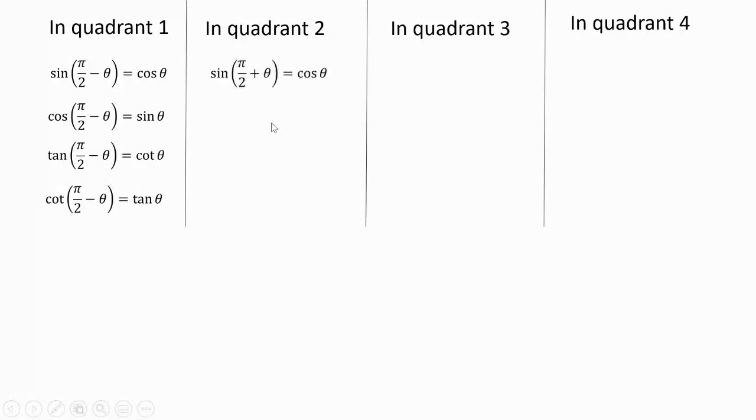In quadrant 2, sine is still cosine. Nothing changed there. Why? Because sine is positive in quadrant 2. But look at the cosine. The cosine of pi over 2 plus theta is no longer just sine, it's now minus sine.